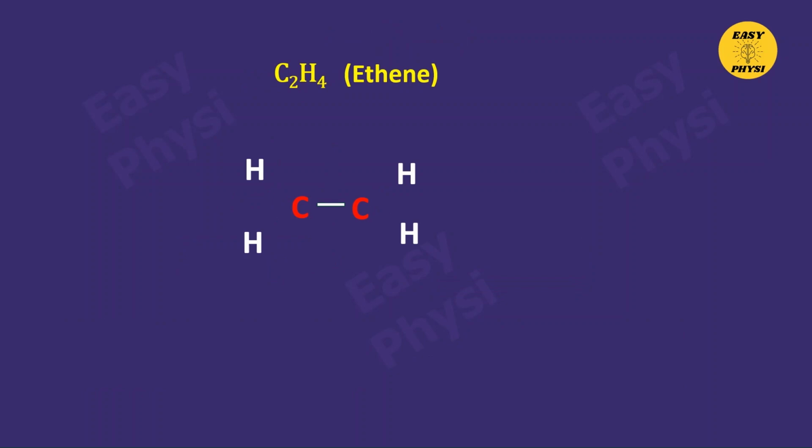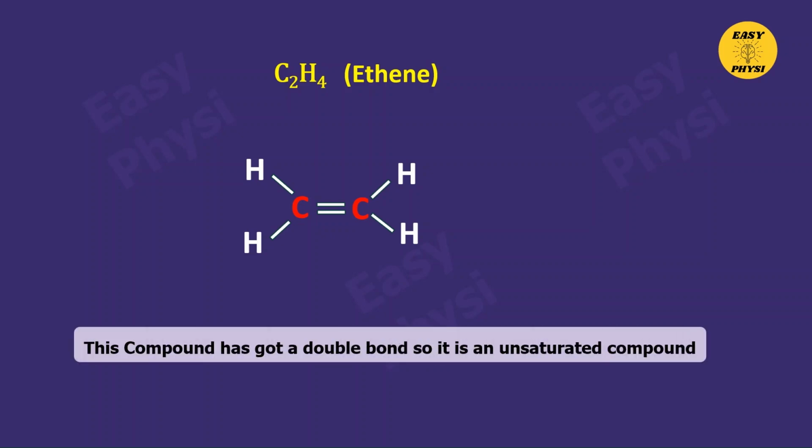First, link carbon with carbon using a single bond, then link 2 hydrogen with one carbon and 2 hydrogen with the other with single bond. The valencies of hydrogen is satisfied, but the valencies of carbon atom is not satisfied. Now draw another line between two carbon atom. Now the carbon valencies is satisfied. Here, this compound has got double bond, so it is unsaturated compound.